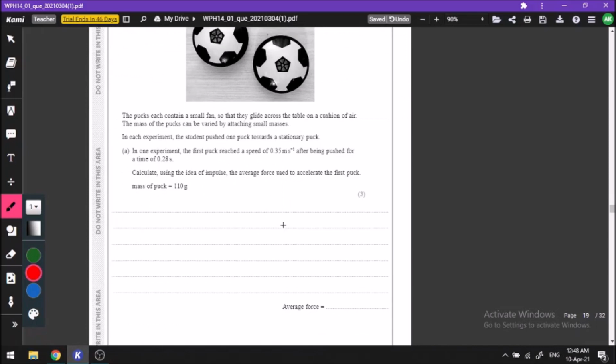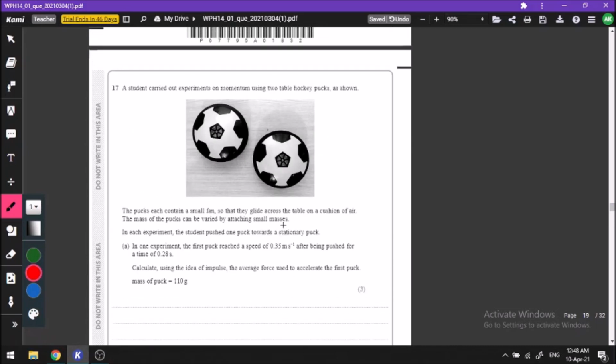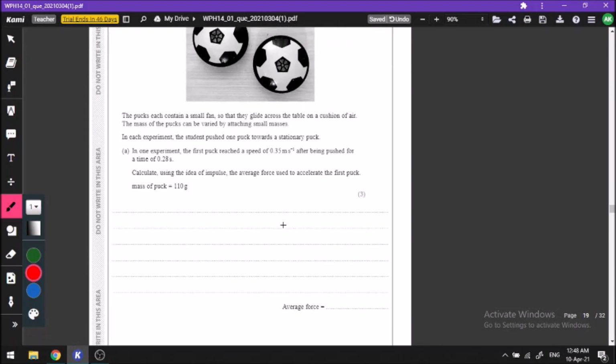Okay, so here we have an impulse question. If you want, you can pause and see what's going on. I will give you a summary. So basically what happens is one of the pucks is given a velocity of 0.35 meter per second from rest. So the initial velocity was 0 of one of these pucks. Okay, the final velocity is 0.35. And how long did it take to increase the velocity from 0 to 0.35 by pushing? It took 0.28 seconds, and we also know the mass of the puck.